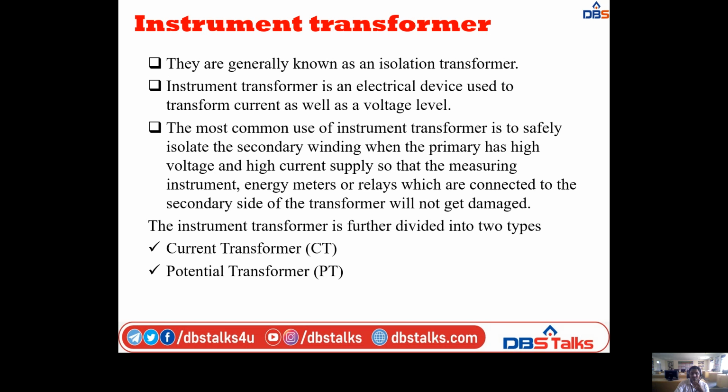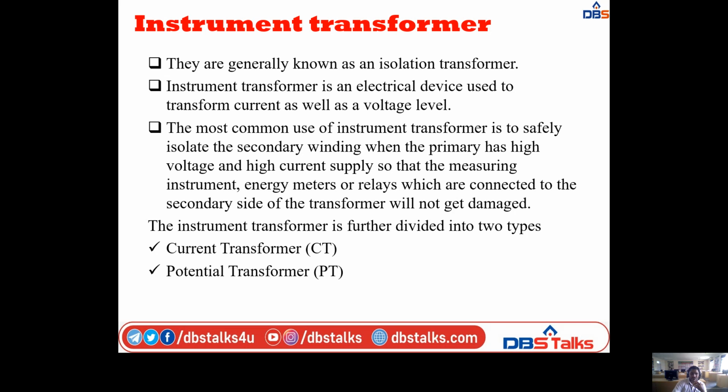Next, coming to the instrument transformer. These are generally known as isolation transformers. The instrument transformer is an electrical device used to transform current as well as voltage levels. Its most common use is to safely isolate the secondary winding when the primary has a high voltage and high current supply, so that the measuring instruments, meaning energy meters or relays, connected to the secondary side of the transformer will not get damaged. For that purpose, we have to take these measures.